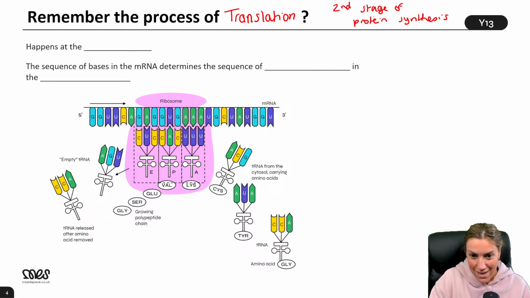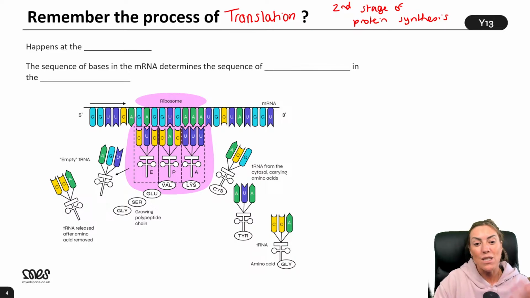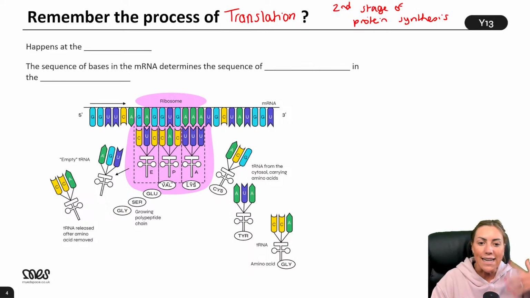Okay. And you all know where this happens. You can put it in the chat again, though, for me. We all know where this happens because we've just said, haven't we, that the mRNA leaves the nucleus through the nuclear pore, goes to the... Exactly. So we're going to fill this in. Happens at the ribosomes.